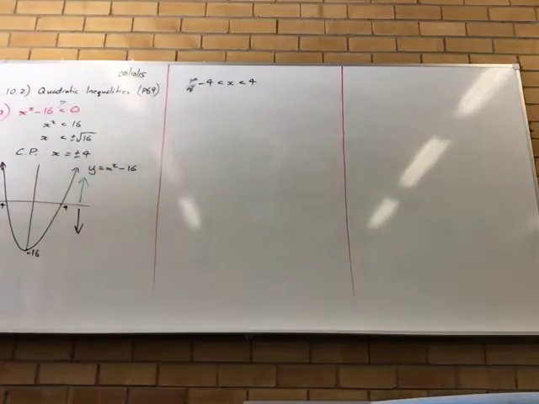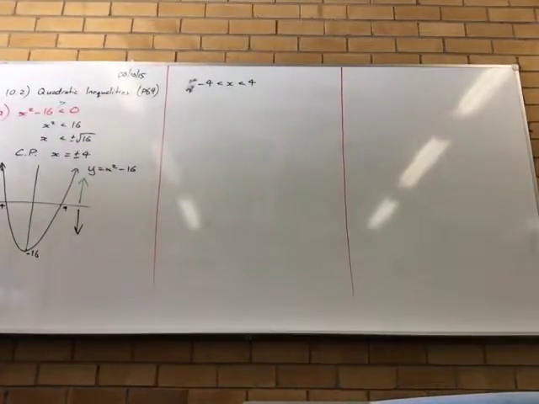Okay, so pick a number between -4 and 4. 0. 0 squared, take away 16. -16. Is -16 less than 0? Can you include -4 and 4? No. Why not? 4 squared, well, what's 4 squared? 16. 16 take away 16 is 0. Is 0 less than 0? No. So, yep.